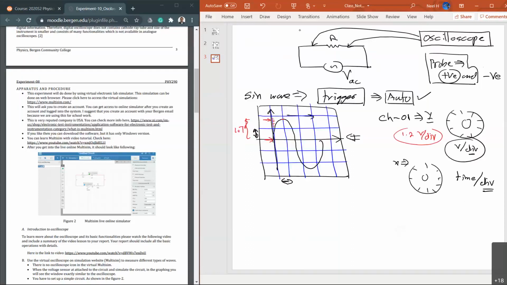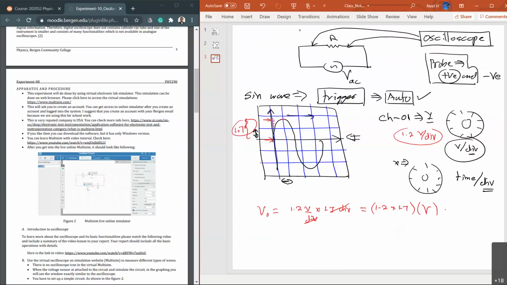Then all you have to do, voltage V0, which is equal to 1.2 volt per division, multiply by the number of divisions from 0 to the maximum point right here. That is 1.7 divisions, right? So division cancels out. You can find the total voltage, 1.2 times 1.7 in volt. Make sense? You have to read that carefully.